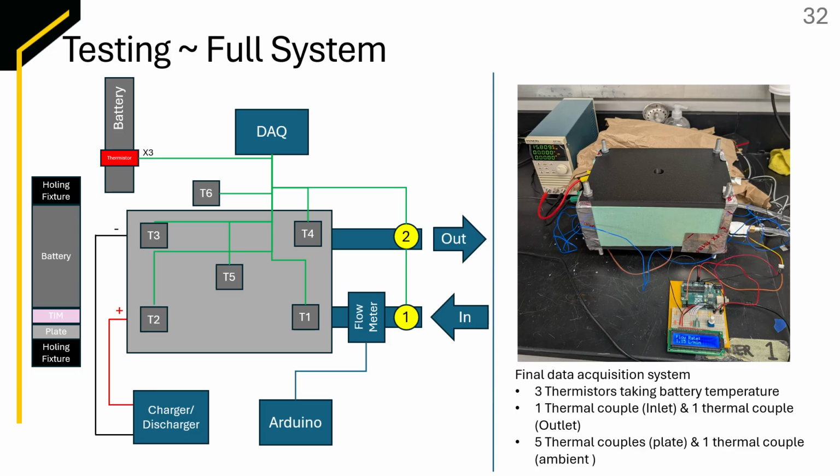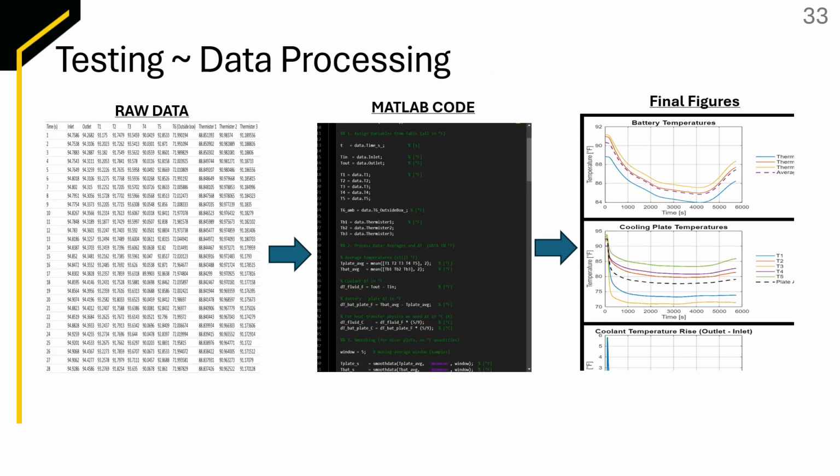With the testing of the full system, you can see the figure on the left that shows everything that we just talked about. It shows the in and the out, our flow meter, our Arduino, how we're going to charge and discharge the battery, all of our thermocouples connected to the plate and our ambient temperature, our thermistors connected to the battery, and our DAC system. That is also shown on the figure on the right, where it shows our real system that we created. For how we're going to process this data, we have our raw data that is implemented into a MATLAB code, which then outputs the final figures which are used in this presentation.